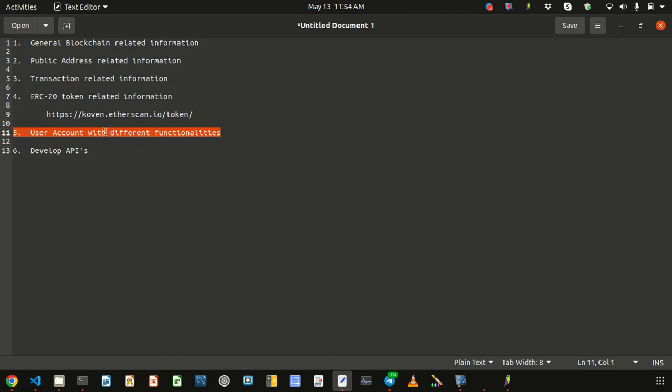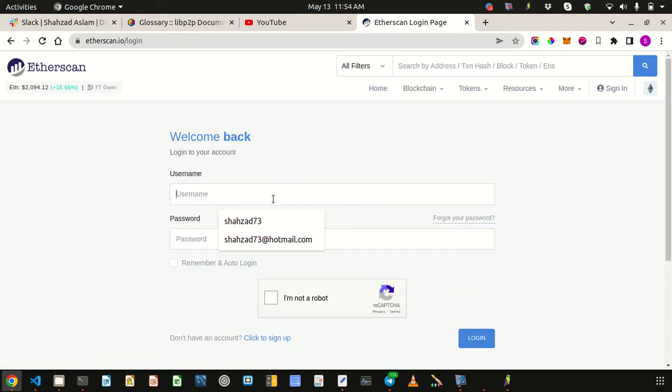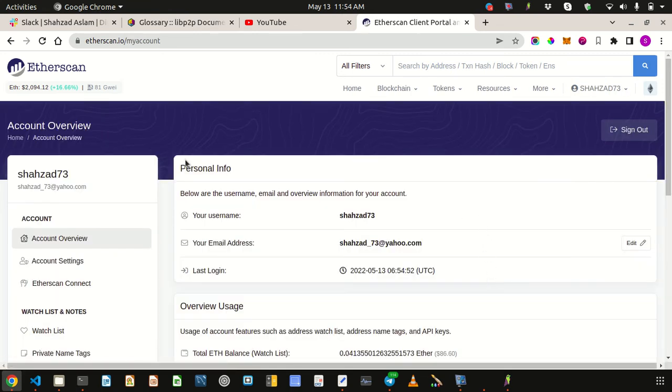Okay, so the next is the user account with different functionalities. You can create your own user account in Etherscan and get access to different functionalities. So let me get back to Etherscan and click on sign in. You can easily create your own account. I already have one account that I'm going to log in to, and I click on login, and now I'm logging into my personal account in Etherscan.